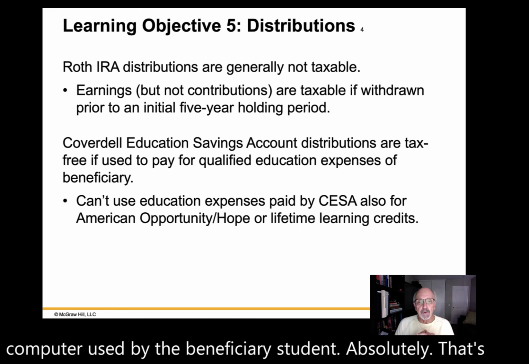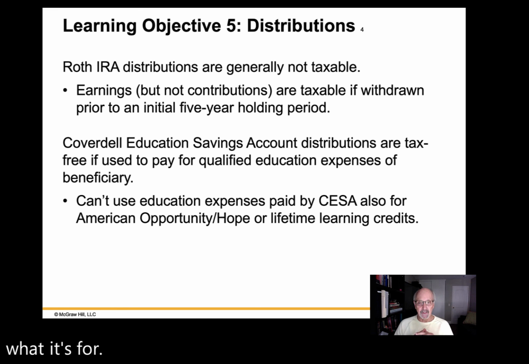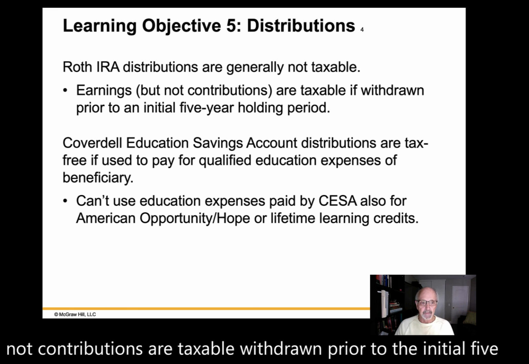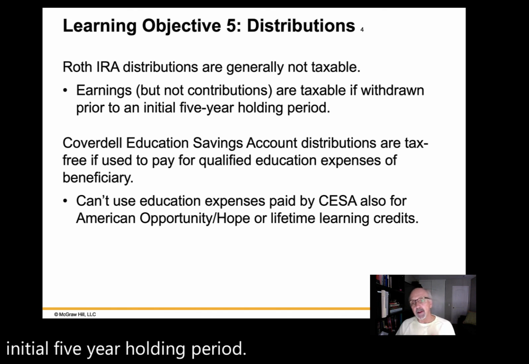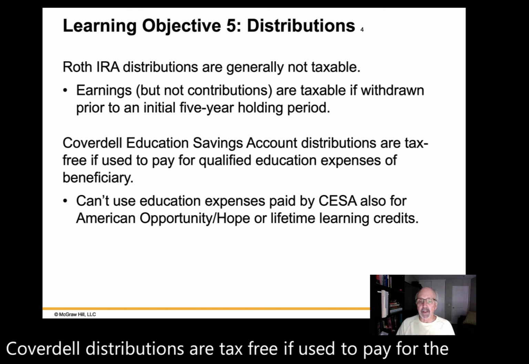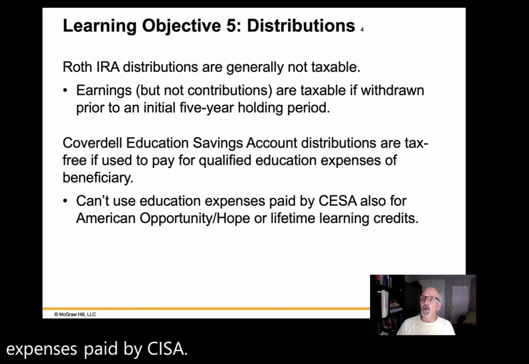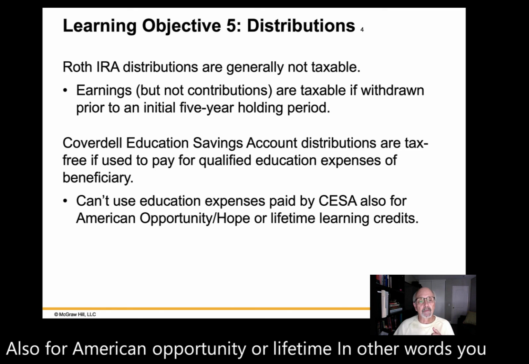Roth IRA distributions are generally not taxable. Earnings, but not contributions, are taxable if withdrawn prior to the initial 5-year holding period. Coverdell distributions are tax-free if used to pay for the qualified education expenses. You can't use education expenses paid by CESA also for American Opportunity or Lifetime. In other words, you can't double dip. You've got to choose one.